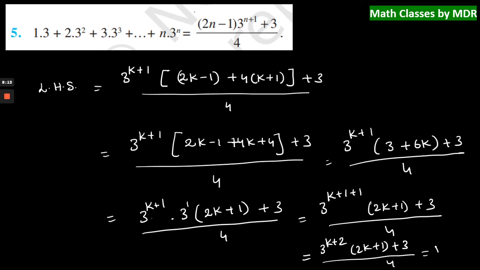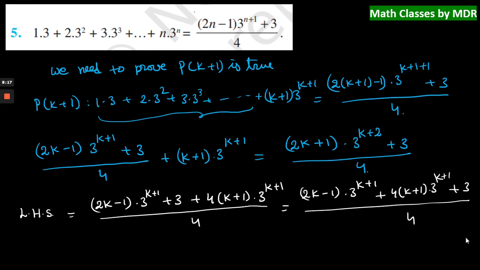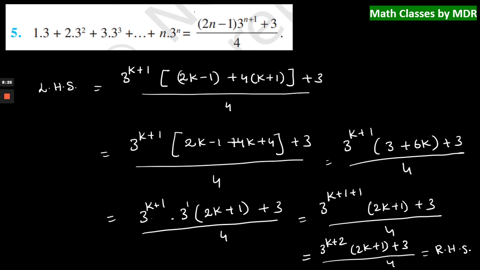So which is equal to the right hand side, and hence proved. That is what we have on the right hand side: 3^(k+2) into (2k plus 1) plus 3, divided by 4. That is the right hand side. So hence proved. If P(k plus 1) is true when P(k) is true, then from the principle of mathematical induction, P(n) is also true.